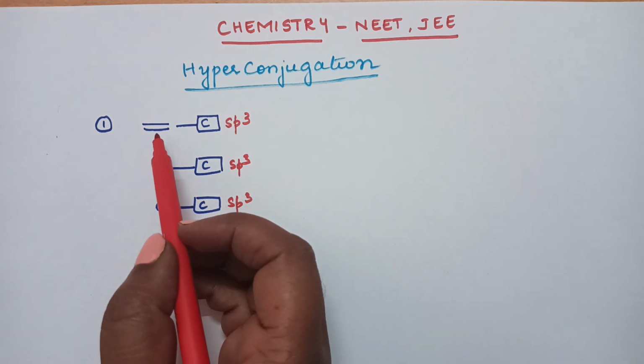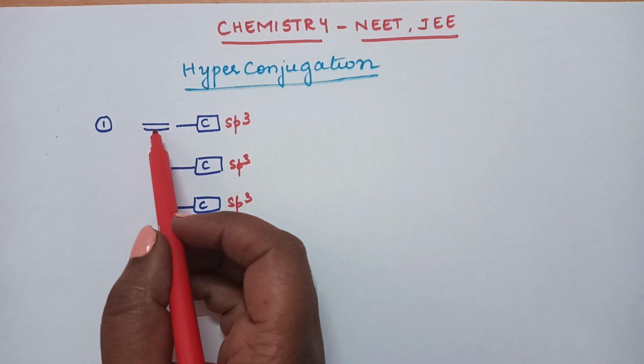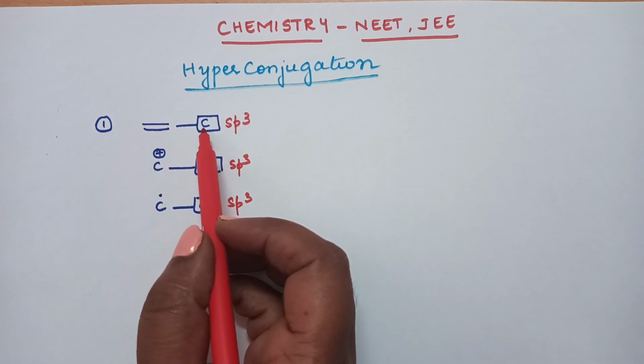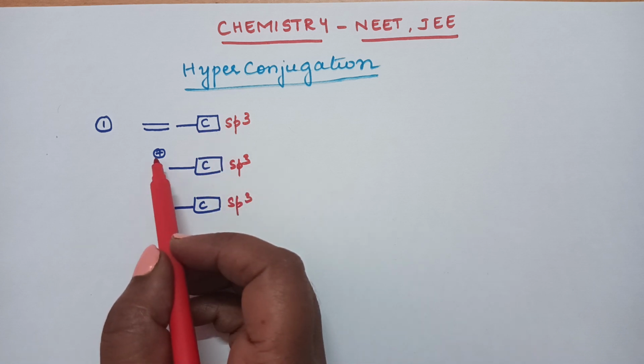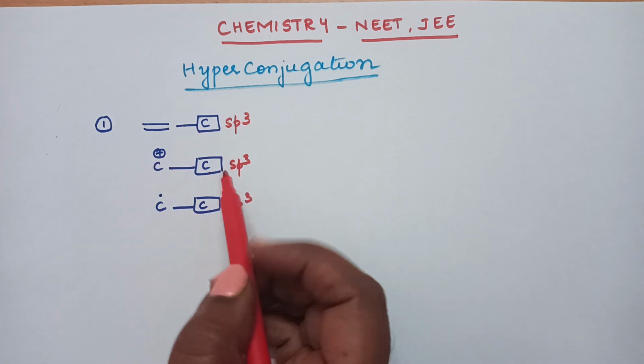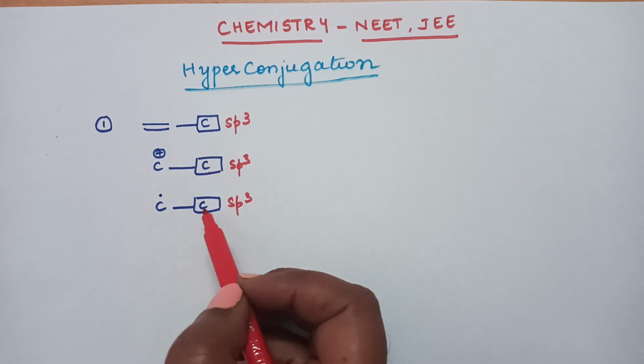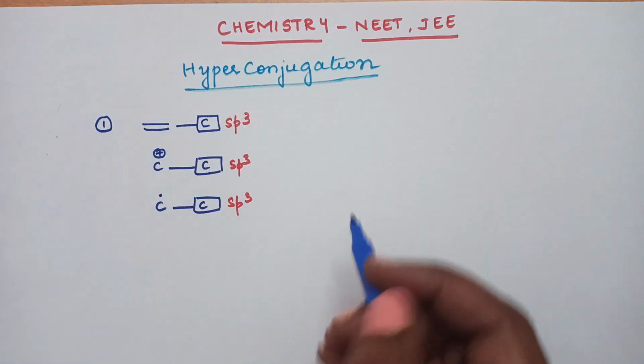Suppose a structure is given in which double bond is there. You have to check whether the double bond is connected to sp3 carbon, or if it is a cation, it should be connected to sp3 carbon. If it is free radical, it should be connected to sp3 carbon. So this is the first condition we need to check.